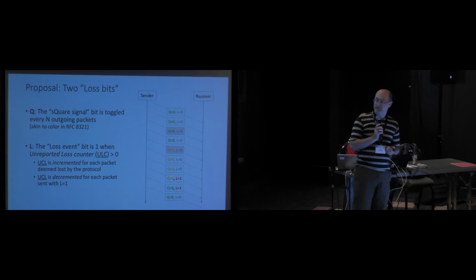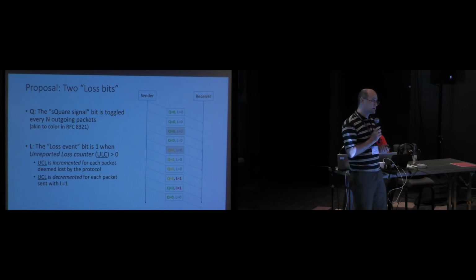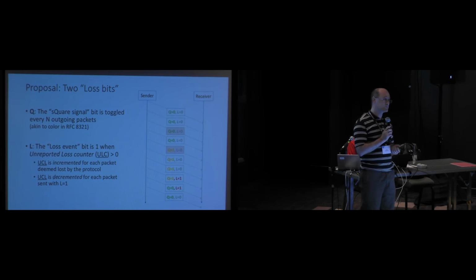So if you can see the picture, there are 2 packets in red. They've been lost. About 1 RTT to 1 RTO later, the sender determined they had been lost, and it sent 2 packets with L equals 1. OK, how can we use that?